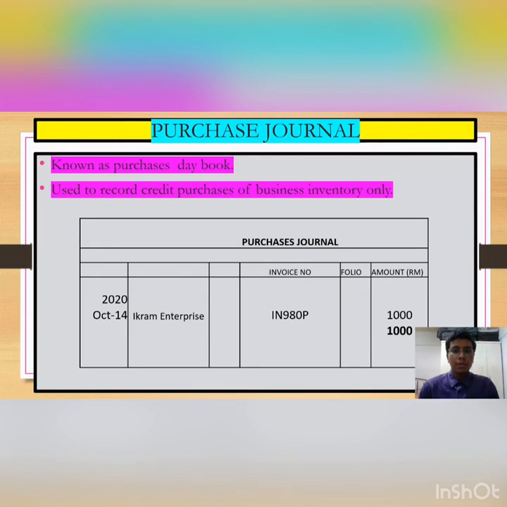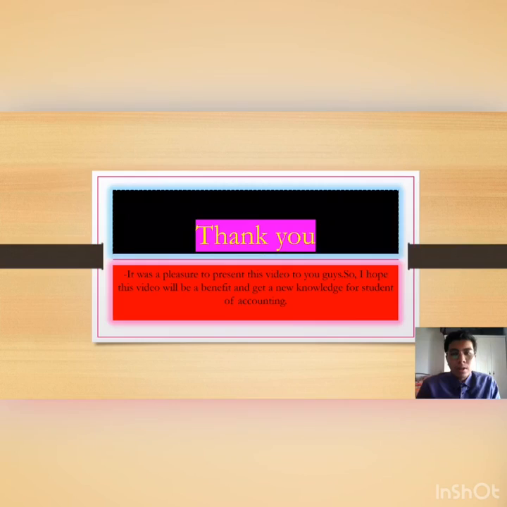So from the invoice of purchases, we will record it into the book of prime entry, which is the purchase journal. Purchase journal is known as a purchase daybook. The function is to record the credit purchases of the business inventory only. So this is how it looks like for the purchase journal. It has the date, the supplier name, the invoice number, and the total of the amount that is being paid.